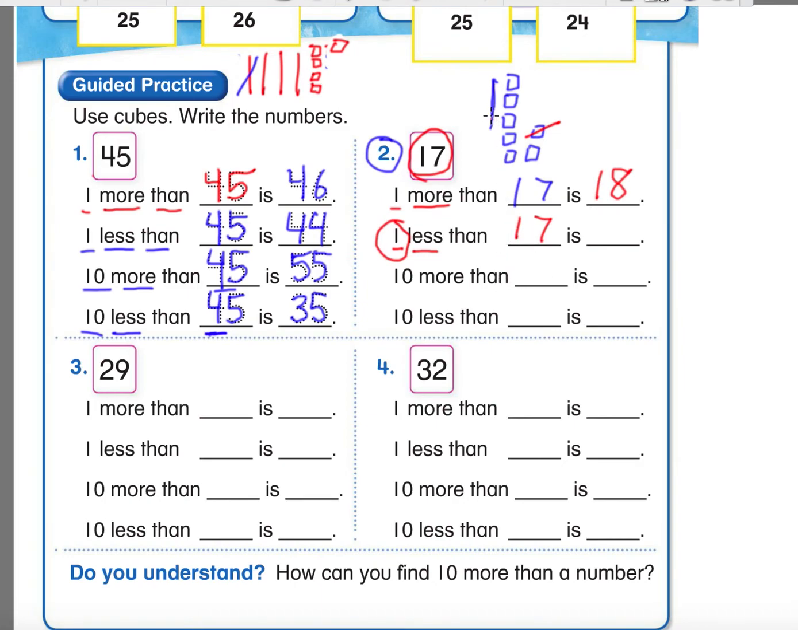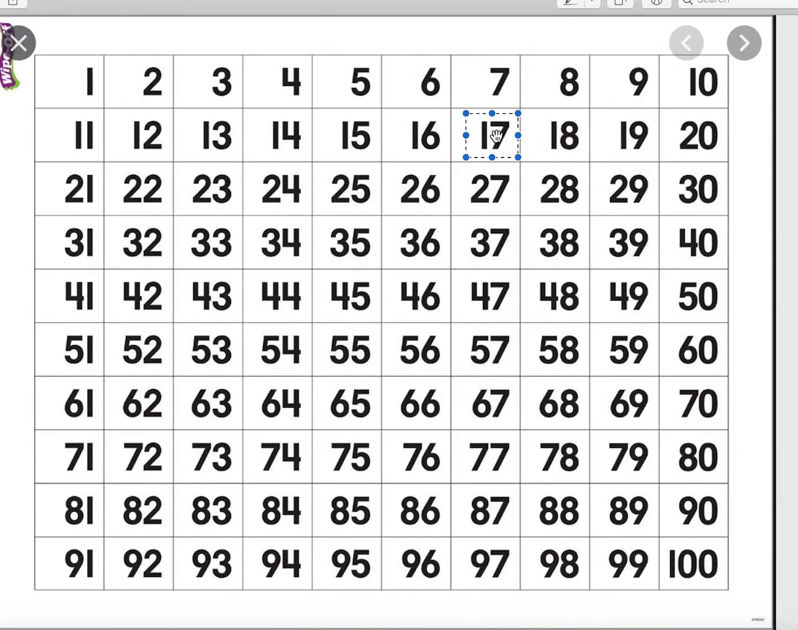And now we can count what we have left to see what one less is. First our tens, so 10, 11, 12, 13, 14, 15, 16. So one less than 17 is 16, and we can go back to our 100 chart. And here's our 17. And for one less, we just hop back one, and we're at 16. So one less than 17 is 16. We just double checked our work, and we're all good to go. Let's go to the next one.